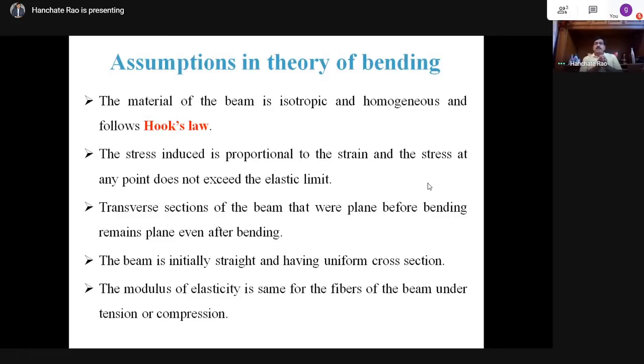But for the sake of analysis, we are assuming that the Young's modulus in tension and compression is the same for a given material. So the E value is the same in tension or compression. This makes the bending theory much easier. Otherwise, we would have to analyze one part of the beam with one Young's modulus and another part with a different modulus, and it becomes complicated. So for deriving the bending theory, it is assumed that the modulus of elasticity for the material is the same in both tension as well as compression.